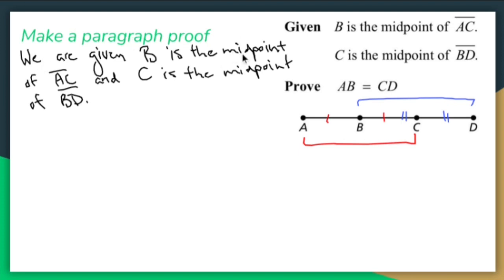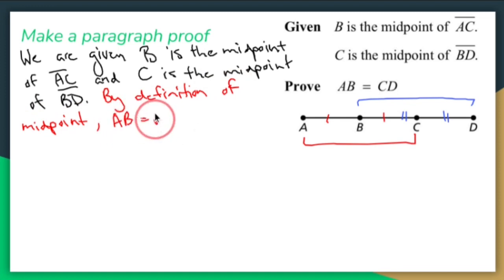Now, what I also know is what midpoint means. Midpoint means takes a line segment and cuts it in equal parts. So we could say by definition of midpoint, we could say that AB equals BC. And while we're at it, let's take care of this one too. And BC is congruent or equal rather to CD.